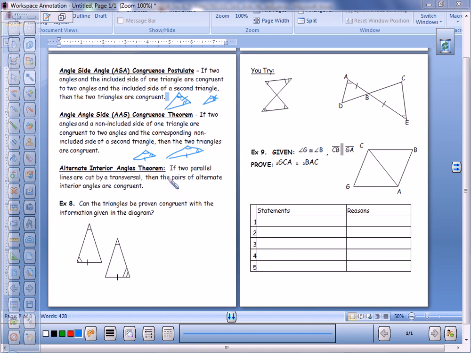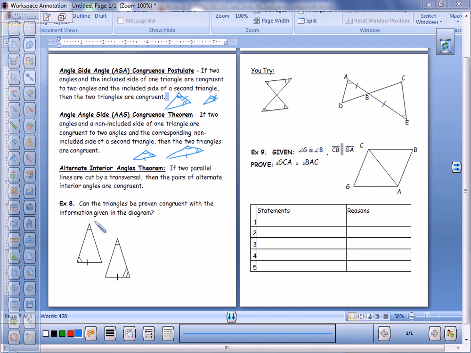There's also a reminder here that if we have two parallel lines cut by a transversal, then the pairs of alternate interior angles are congruent. We know alternate interior, alternate exterior, same side interior, or supplementary. We know lots of things about two parallel lines cut by a transversal, but this is a reminder about the alternate interior. Example 8: can the triangles be proven congruent with the information given?